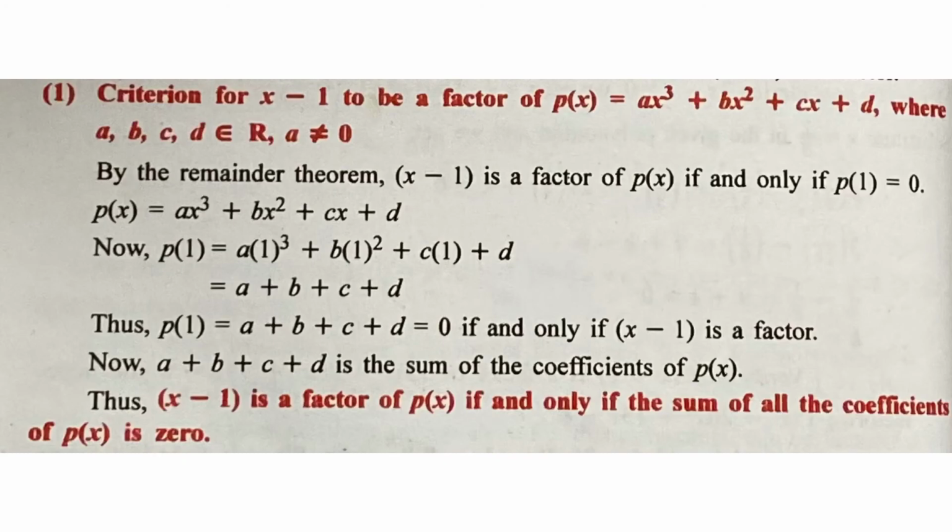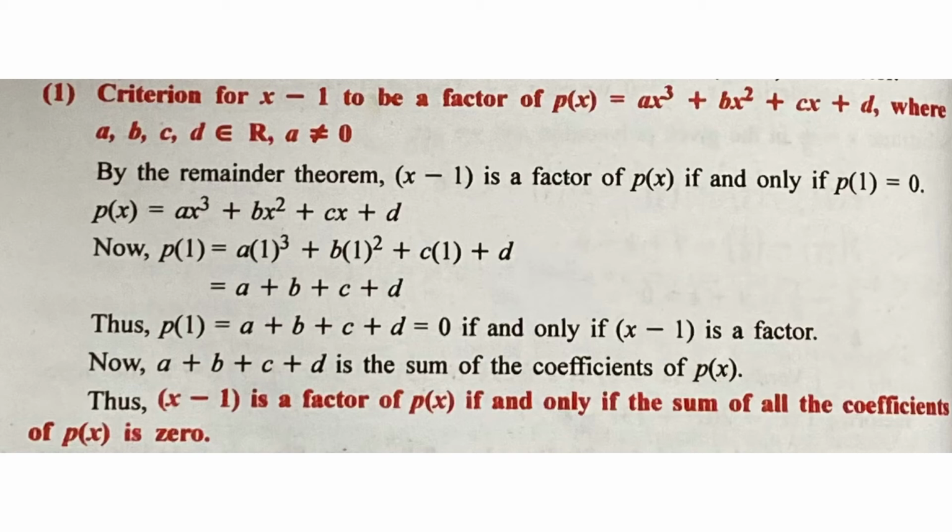Now students, let us study how to factorize a cubic polynomial. Criteria for x minus 1 to be a factor of p of x is equal to ax cube plus bx square plus cx plus d. Here you can see that it is a cubic polynomial. Now if you want to see whether x minus 1 is a factor of a cubic polynomial or not, then how can you see? Let us see that.